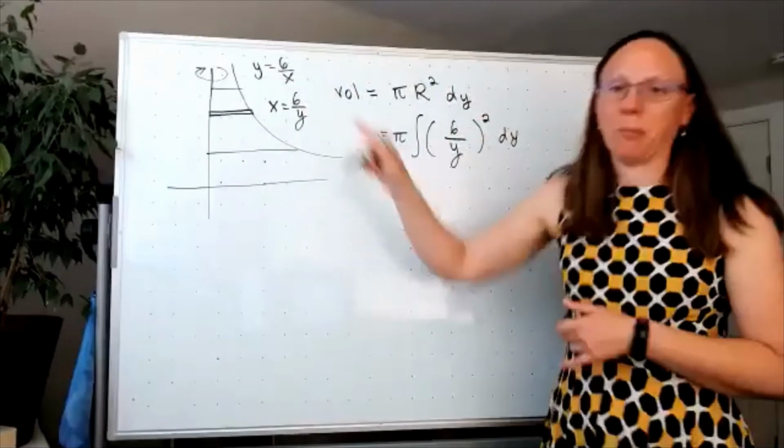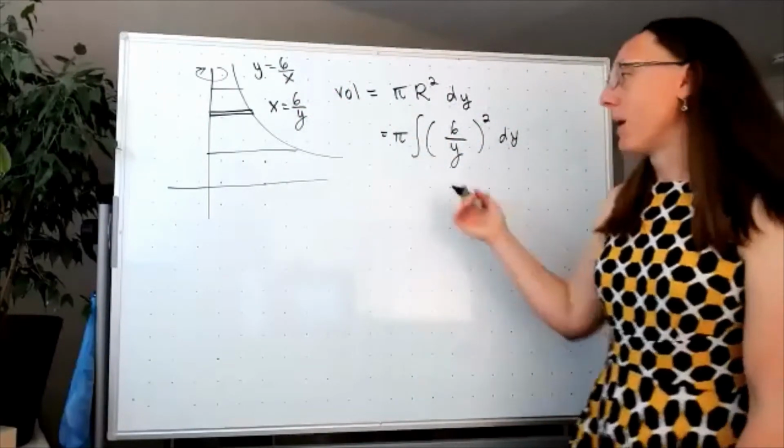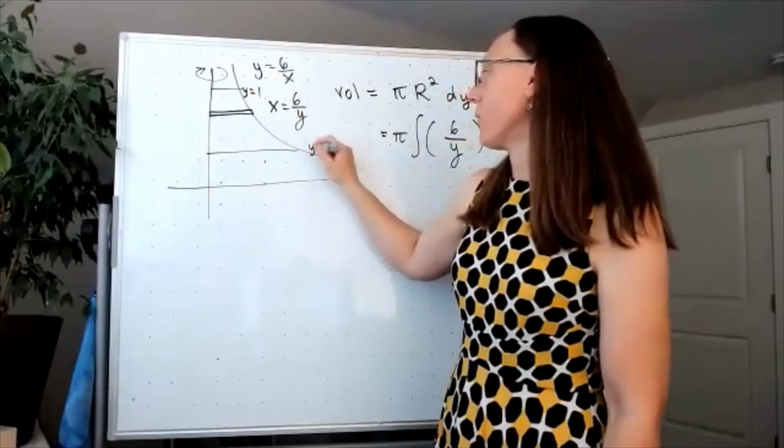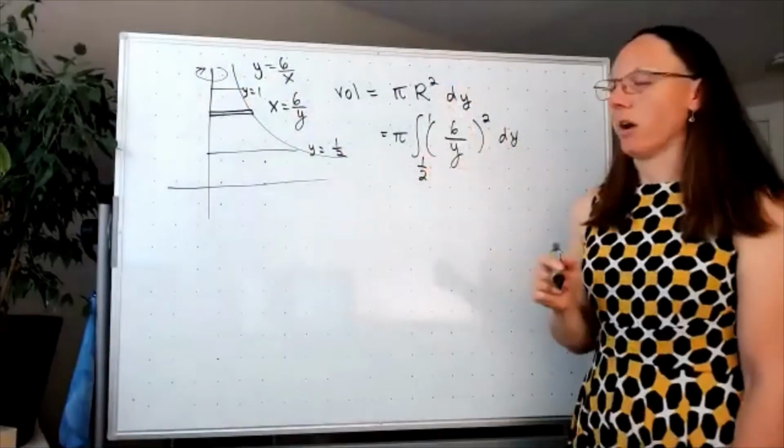That doesn't happen normally, but it happens for this specific question. Then if my bounds here were like y equals 1 and y equals 1/2, then my integral would go from 1/2 to 1.